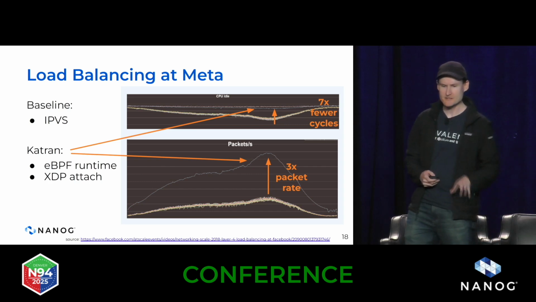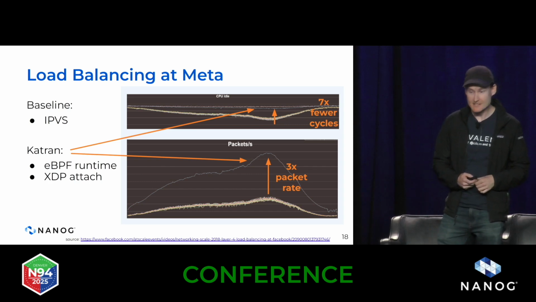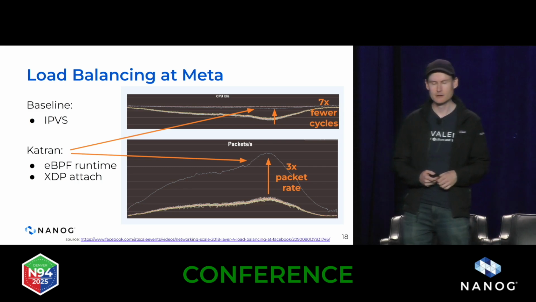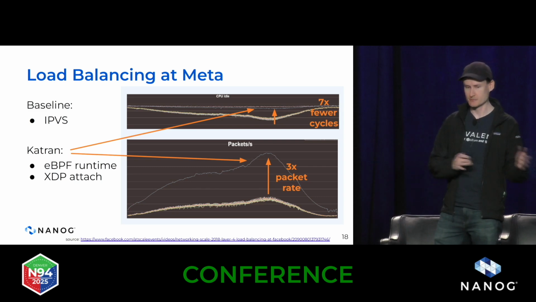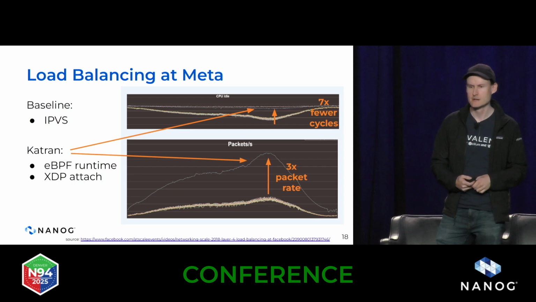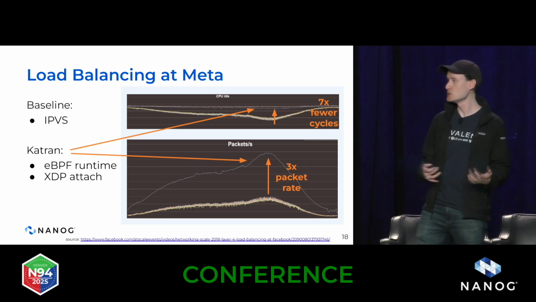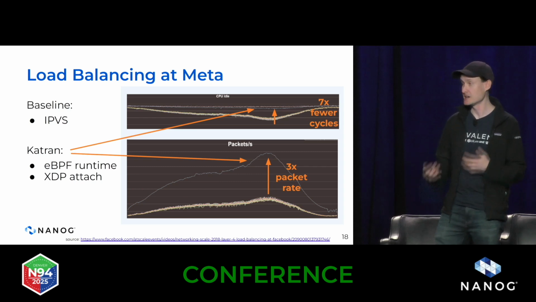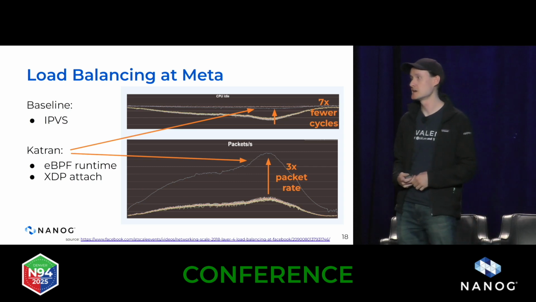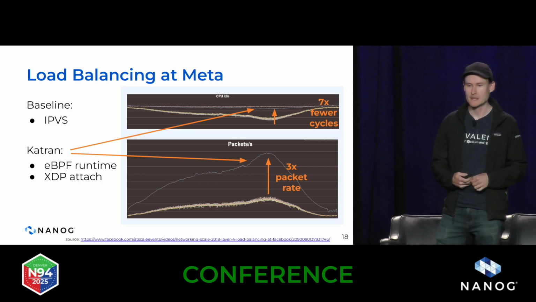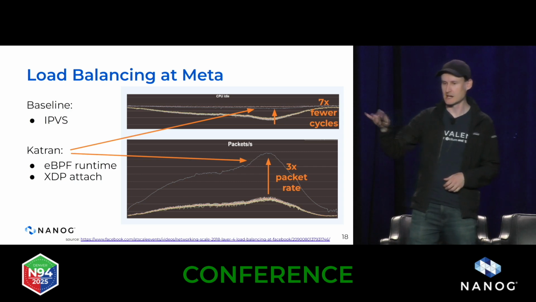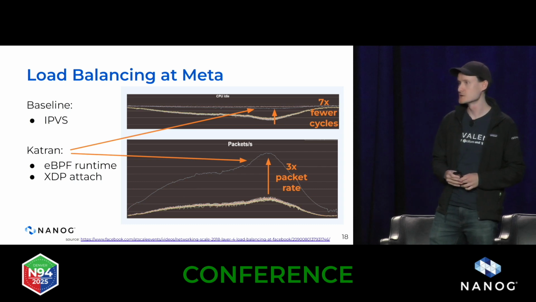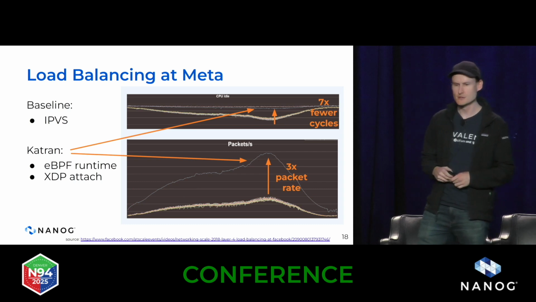So here's a couple of graphs that they'd presented at Scale conference a few years ago. And what they found when they switched from the previous solution to Katran was that they reduced the number of CPU cycles dedicated to the layer 4 load balancer on these systems by 7 times. And at the same time, they tripled the packet rate. So on the graph, you can see the thick lines are a number of servers running the old solution, and then the thin lines are the new solution.